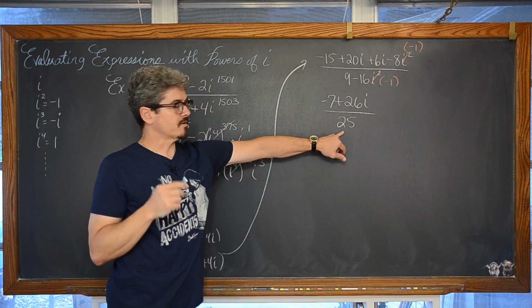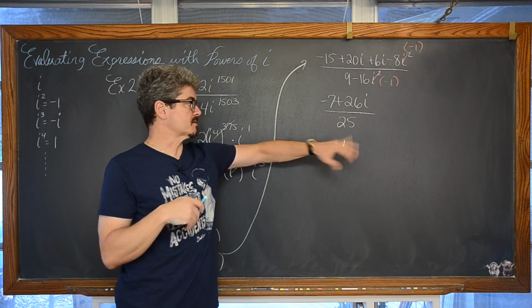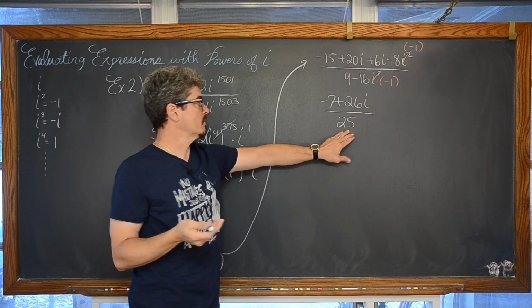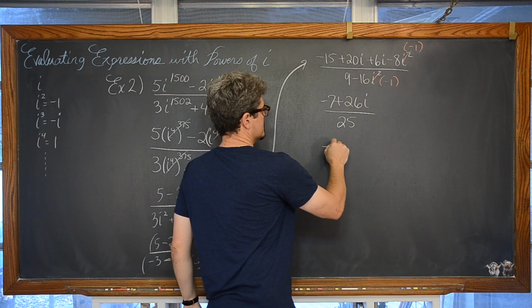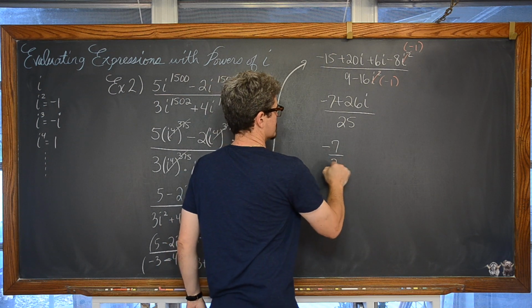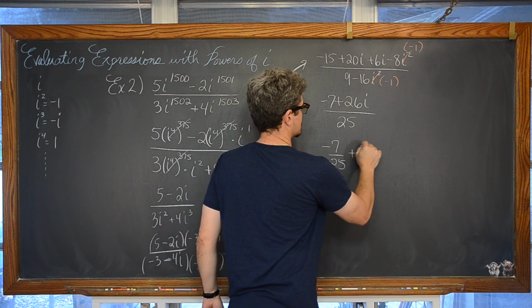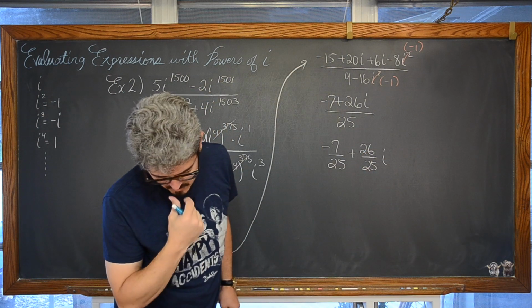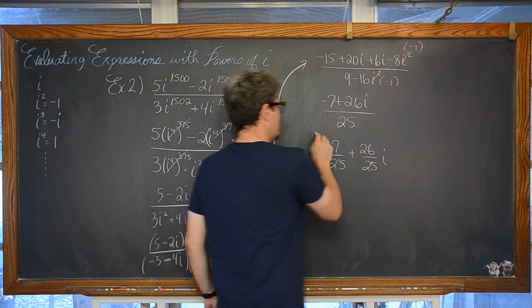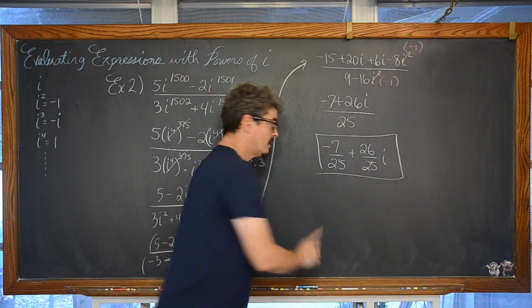And now, with the denominator of this fraction being just a single real number, we can write this final answer as a complex number with a real part. We have negative 7 over 25 plus 26 over 25i. Check my answer here, make sure that we are good to go. And we are. That is the end of our second example.